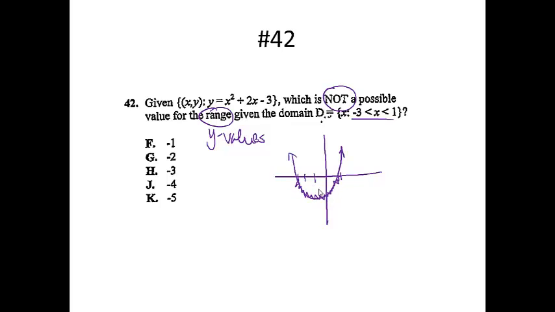So I just looked at the values, and I found this lowest value right here, so you can just start tracing it if you want to, and I found that the lowest value was -4, which means I will never get a y value of -5, so my answer would be K.